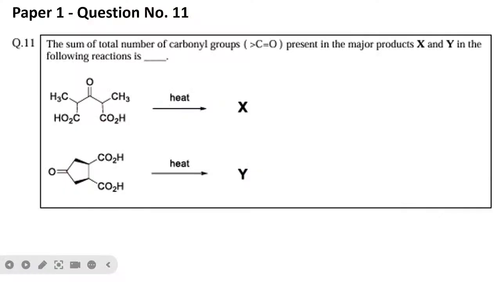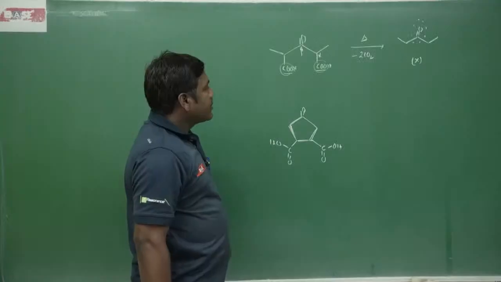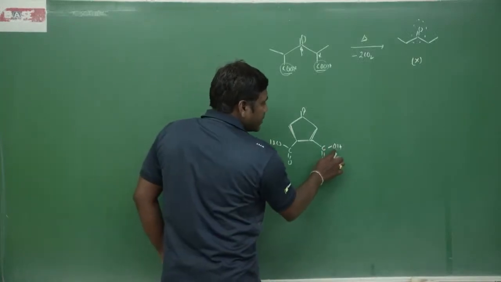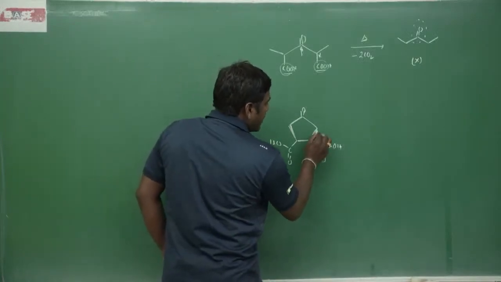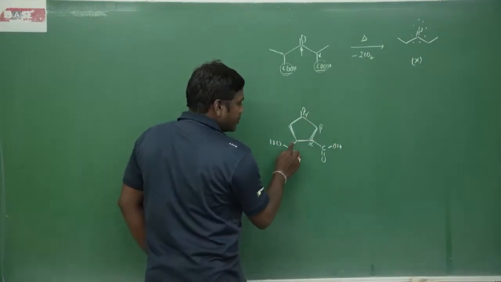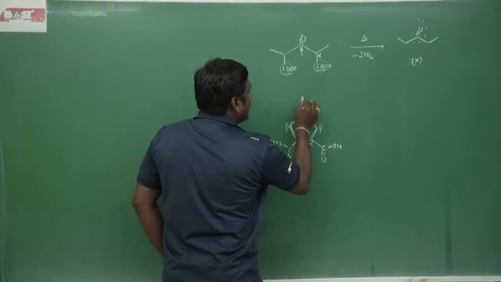There is another compound with C double bond O, and another carboxylic acid group, C double bond O, OH. If you observe these carboxylic acid groups, with respect to COOH, this is the alpha carbon, beta carbon, gamma carbon. Similarly, with respect to this one, alpha, beta, gamma.